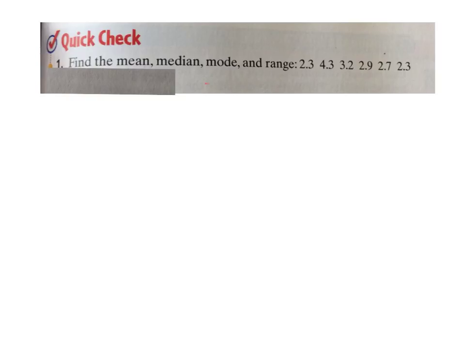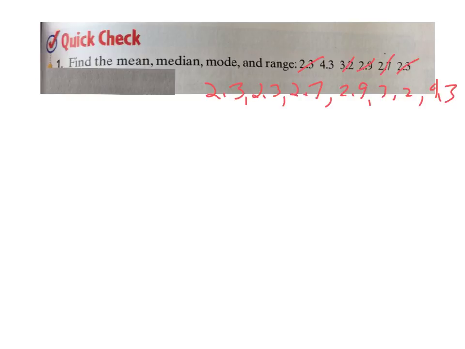I'm going to have 2.3. There's another 2.3 there. There is 2.7. So if you haven't done that, maybe go back and do that first. Let's see, 2.9 is next. Again, going smallest to biggest. 3.2 and 4.3. Alrighty? So there's smallest to biggest.